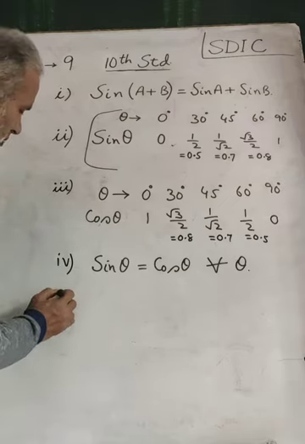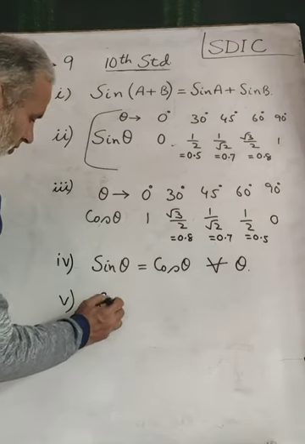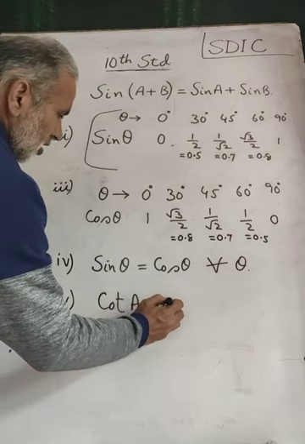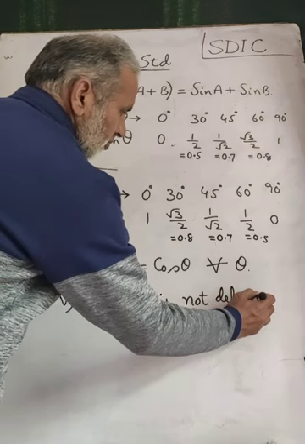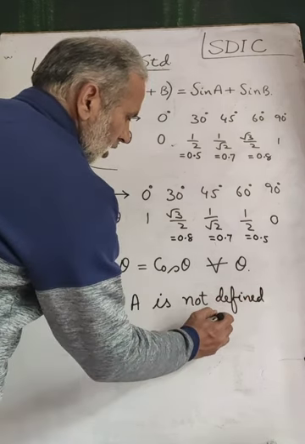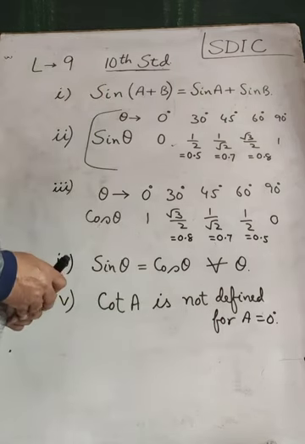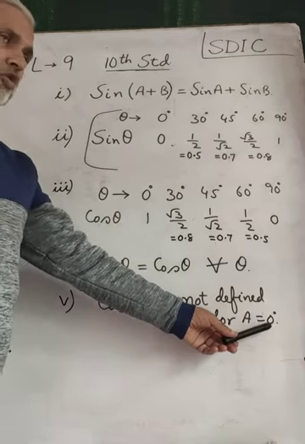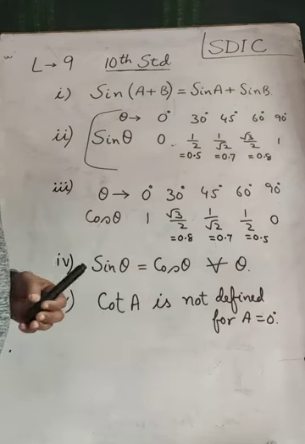And the last one, the fifth one is: cot A is not defined for A equal to 0 degrees. You have to say whether this is true or false. The value of A is given to you. You have to use 0 as A. Thus cot A will become cot 0 degrees.